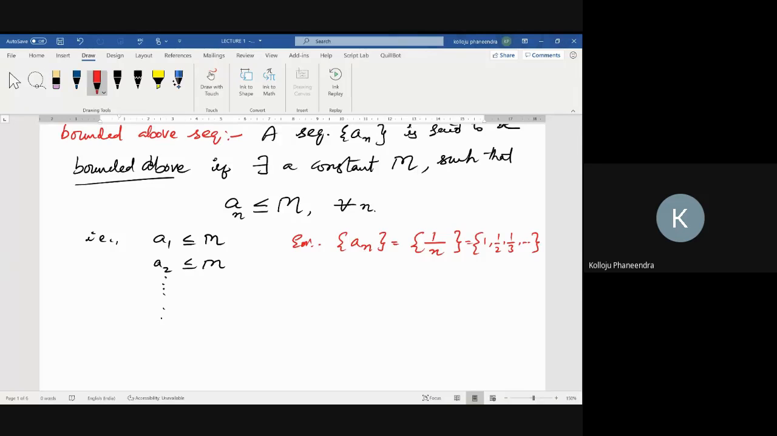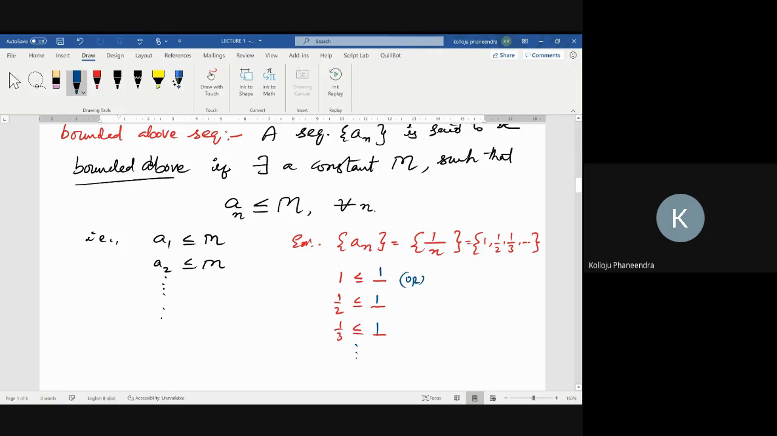Right? Now, tell me, 1 is less than or equal to what? 1 by 2 is less than or equal to what? 1 by 3 is less than or equal to what? What is this value? 1. Yes? Any natural number. Exactly. This may be 1, right? 1 less than or equal to 1 is true. 1 by 2 less than or equal to 1. 1 by 3 less than or equal to 1 and so on.